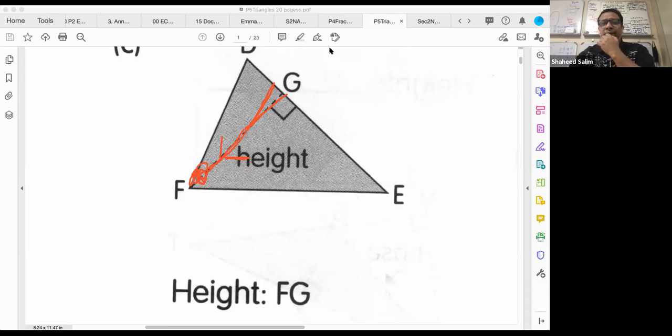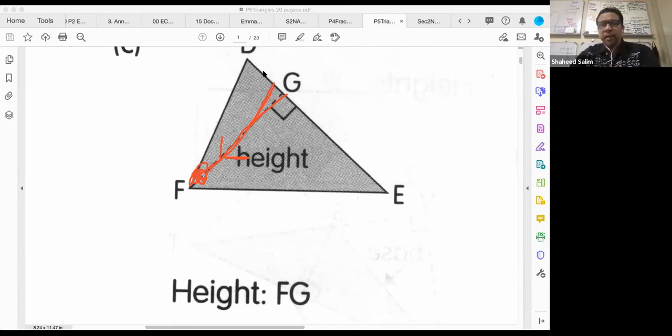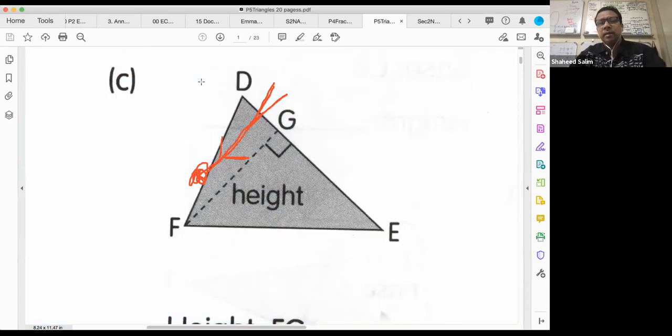Okay, Raidi, where do you think the ground is? If the person is standing like that, the ground will be G. G, down here. So you find out what is this. What is this? Okay, down here, can you see DE? DE is the ground.